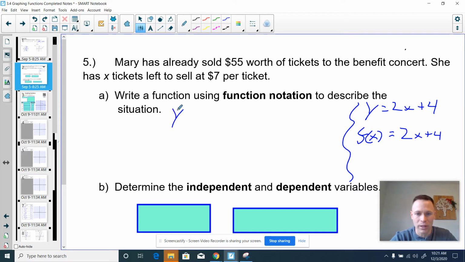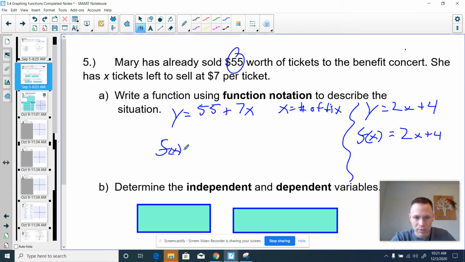So if we write it as a normal equation, it would be y is equal to, and then we already have sold $55. So 55 bucks plus, and then $7 per ticket. That's going to be the 7 times x, which x is a ticket, right? So we'll say x equals number of tickets. I'll abbreviate that TIX. And then if I want to write that in function notation, all I got to do is replace the y with an f of x. So it'd be f of x, that's a fancy f, by the way, is equal to 55 plus 7x. That's what we're looking for there.